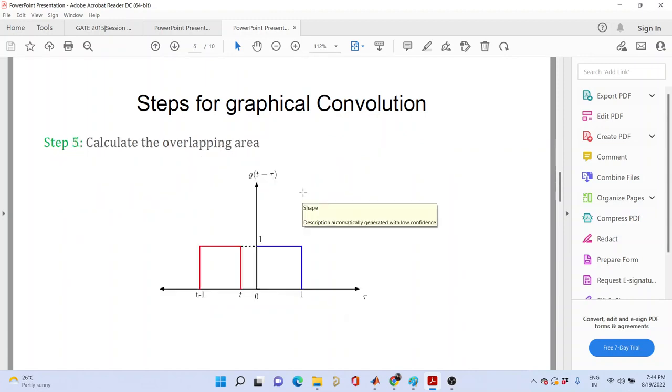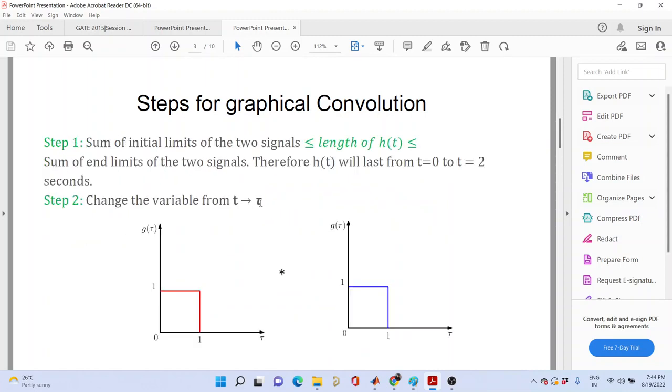Sir, he's asking that it is R instead of tau. This is tau. This is not r. This is tau.